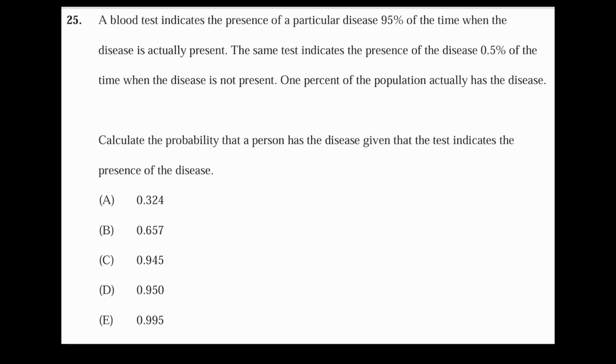Let's go over number 25 of the SOA release questions for Exam P. So, as always, let's start off by reading out the question.